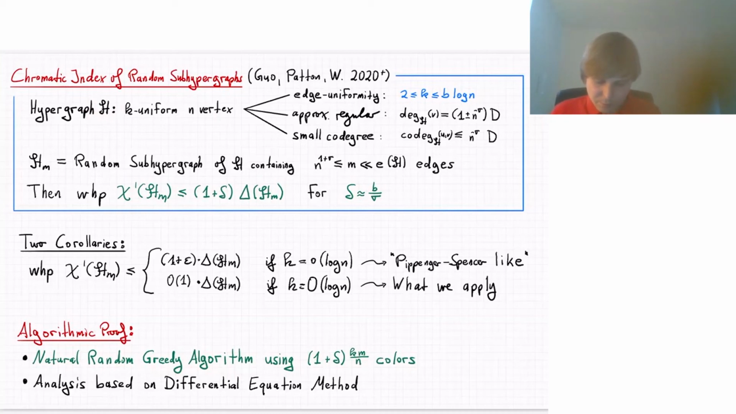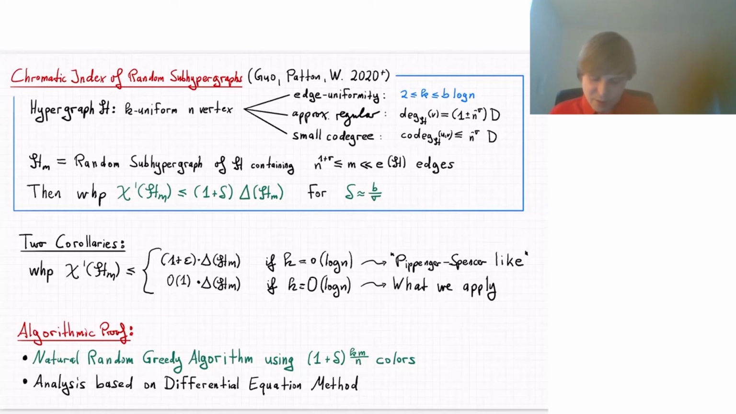Okay, so the proof here is based on the differential equation method. This is a powerful technique which allows you, using martingale techniques, to show that various random variables behave the way they should, and you can predict the way they behave using differential equations.